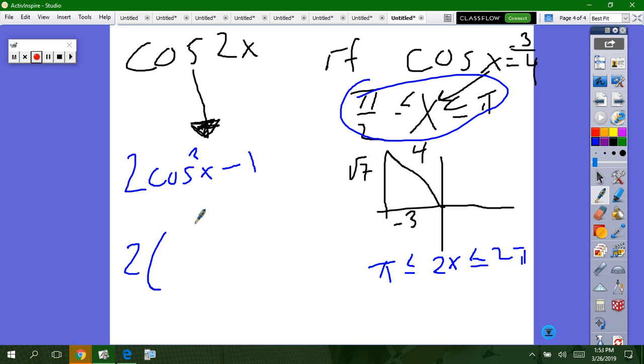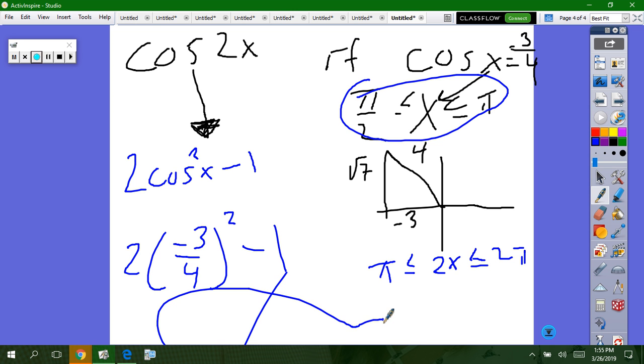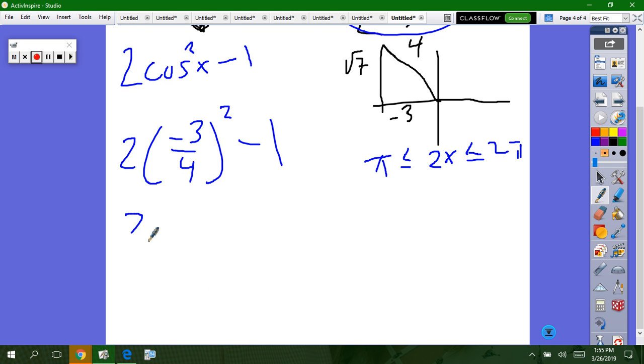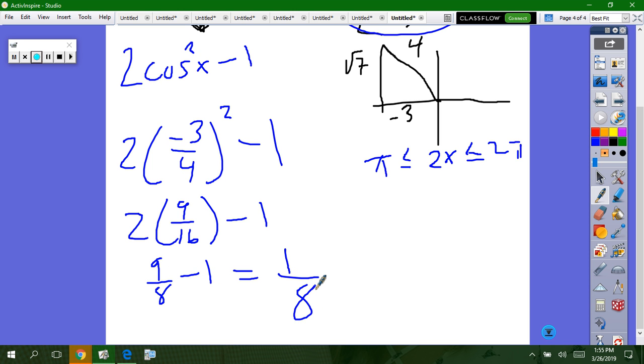So I have 2 times cosine of x, which is negative 3/4. But that answer is being squared, minus 1. So this is 2 times 9/16 minus 1, which is 9/8 minus 1, which is 1/8. So cosine of the angle 2x would be 1/8 because I know what the cosine of x is.